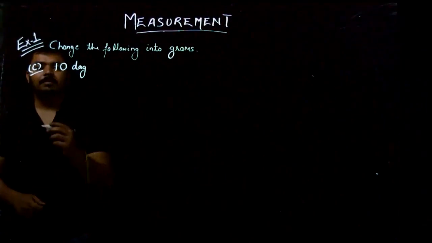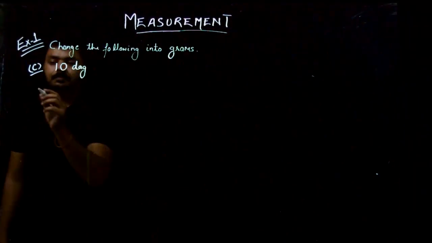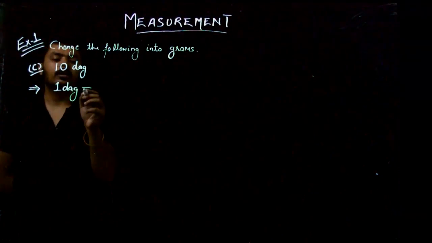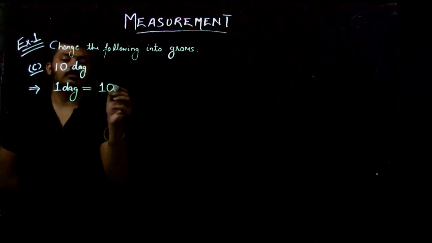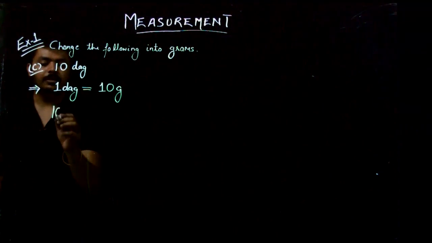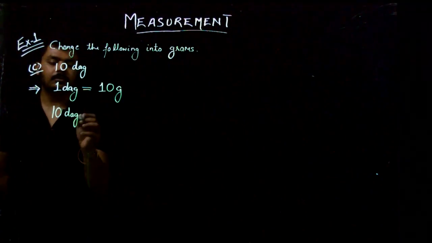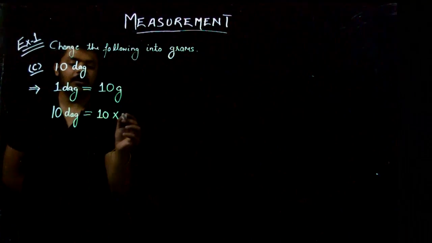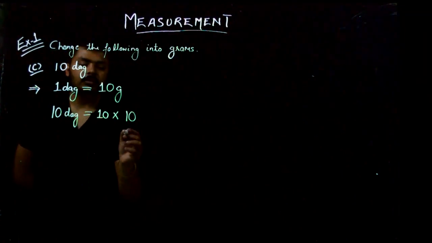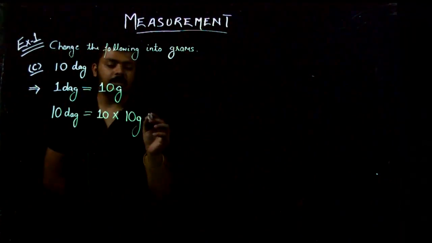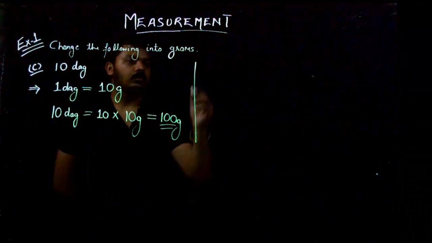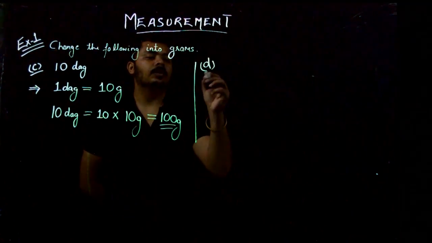Now part C is 10 decagram. As we know, 1 decagram is equal to 10 grams. So 10 decagrams will be equal to 10 multiplied by 10 grams, which is equal to 100 grams.